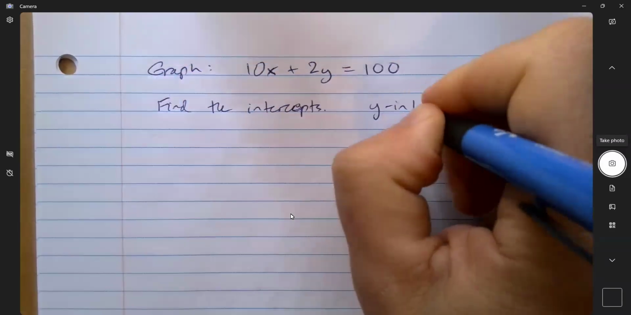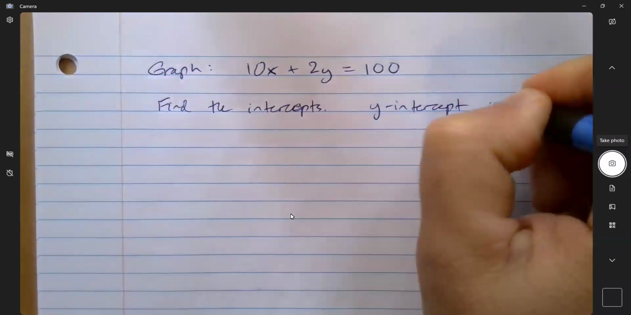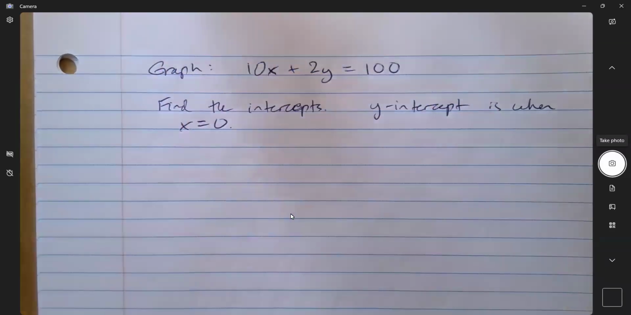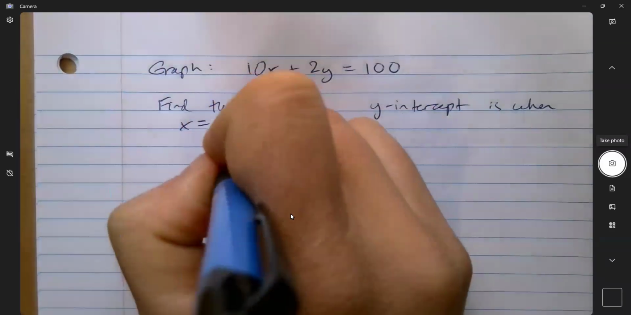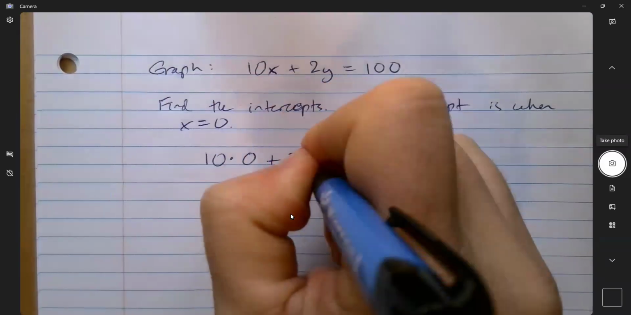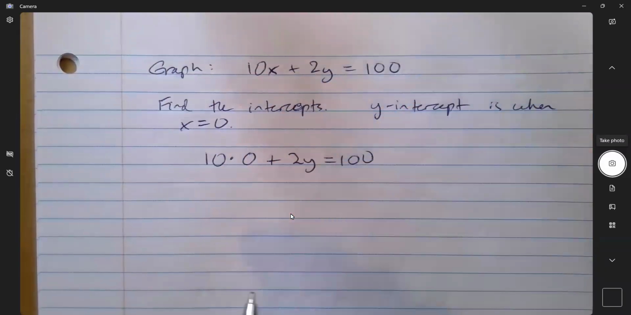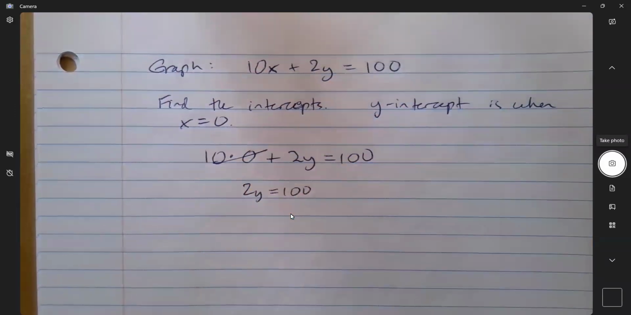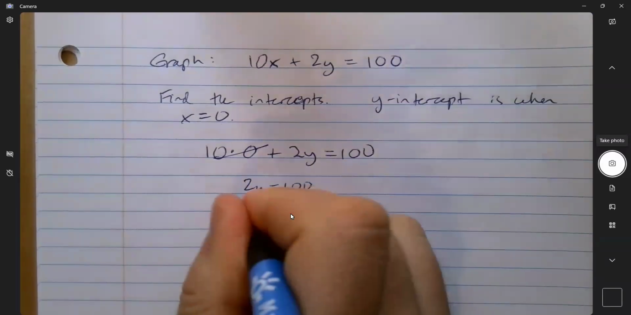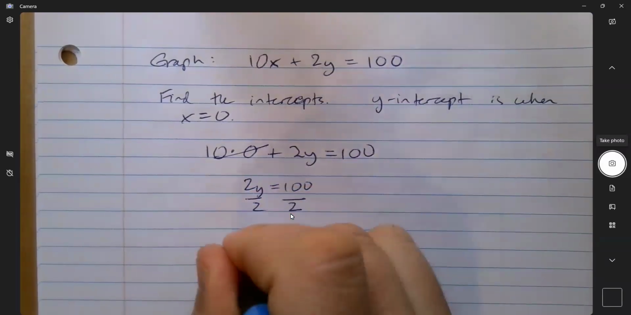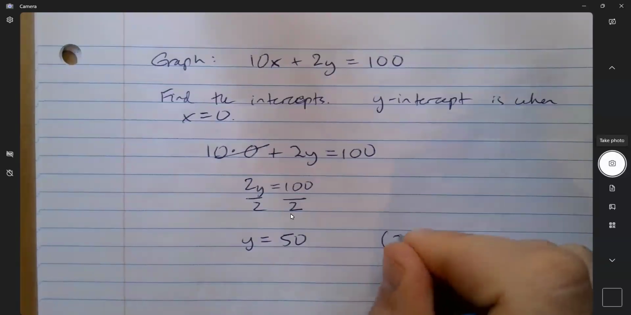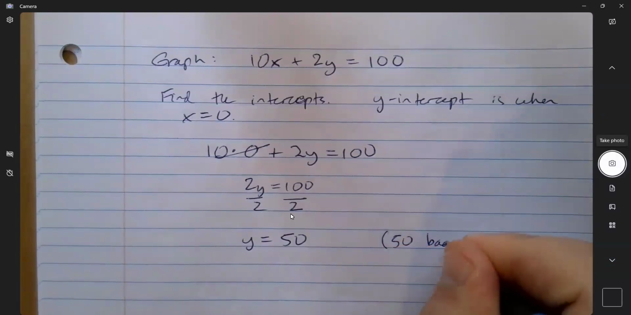The y-intercept is when x equals 0. So let's put 0 in for x. That first term is going to drop out, and I'm left with 2y equals 100. Divide both sides by 2 and I get y equals 50. Aha, which remember was the 50 bags of candy.